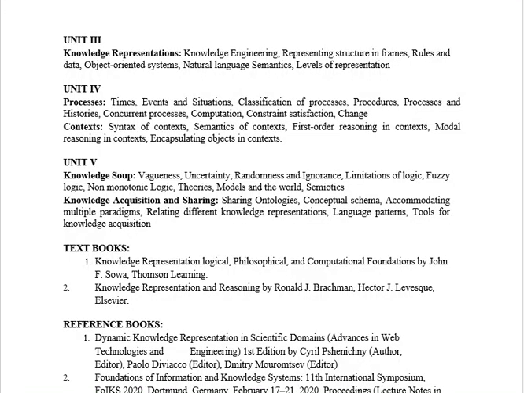In this video, I'm going to explain unit 4. In my previous video, I explained units 1, 2 and 3. Now it's time for unit 4. Unit 4 contains two parts. One is processes and the other is context.